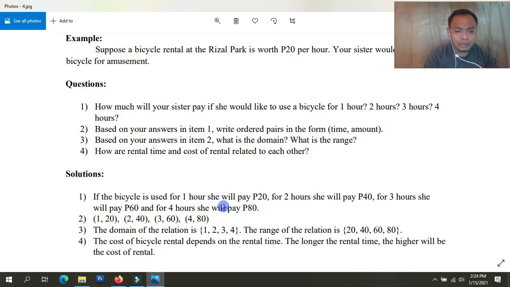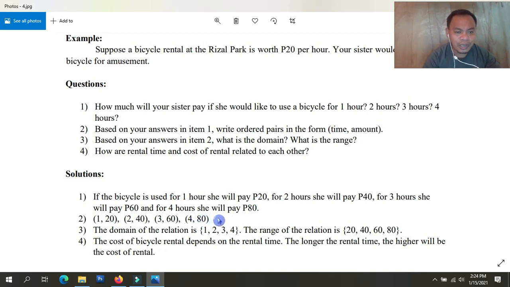For question number 2, based on your answers in item 1, write ordered pairs in the form of time and amount. So, time and amount. So, we have here 1 and 20, 2 and 40. Our time is 1, our amount is 20. Our time is 2, and our amount is 40. Our time is 3, our amount is 60. And our time is 4, and the amount is 80. So, this is the answer of question number 2.